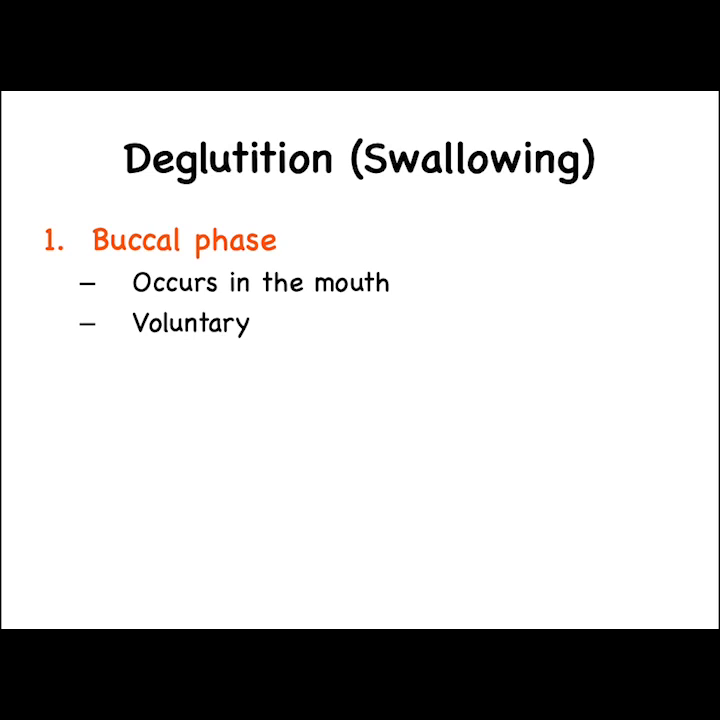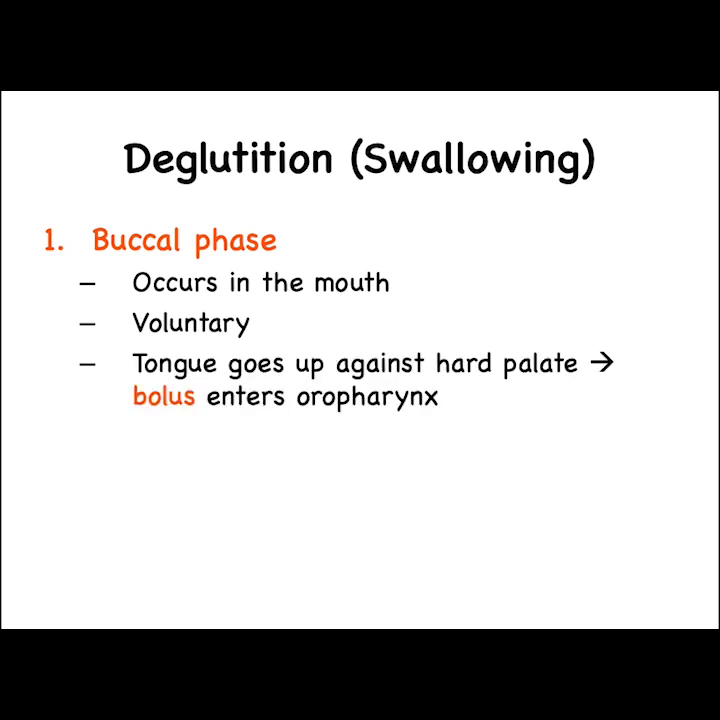During this phase, the tongue moves up against the hard palate, pushing the ball of food, the bolus, into the oral pharynx. Once the food has entered the oral pharynx, you proceed to the next phase. During the buccal phase, the upper esophageal sphincter is closed.